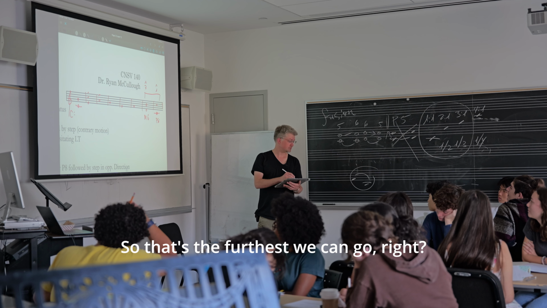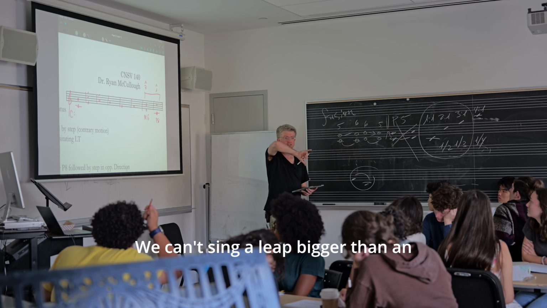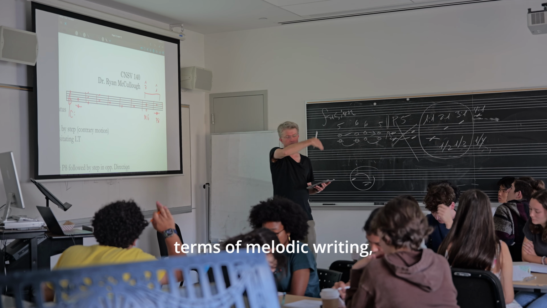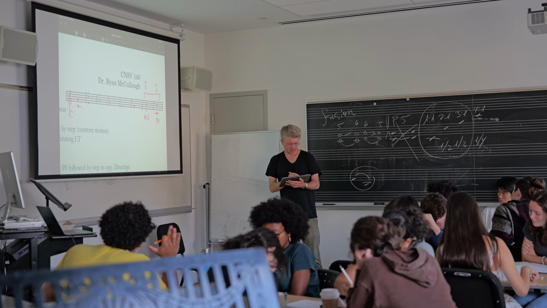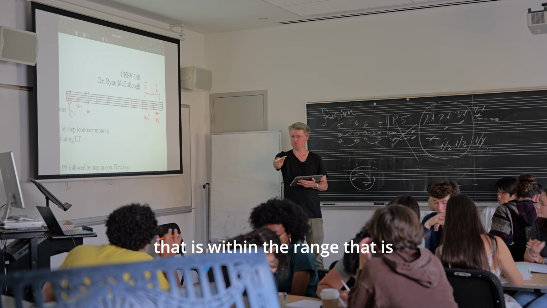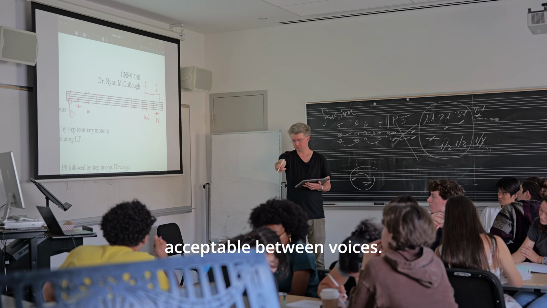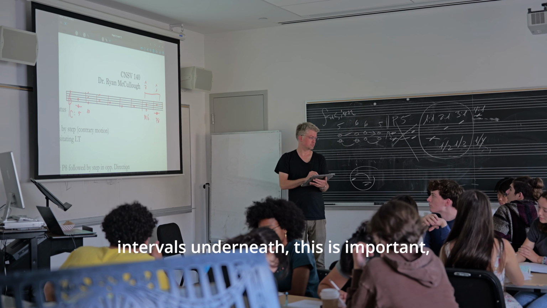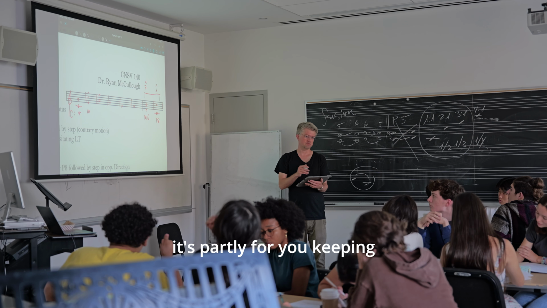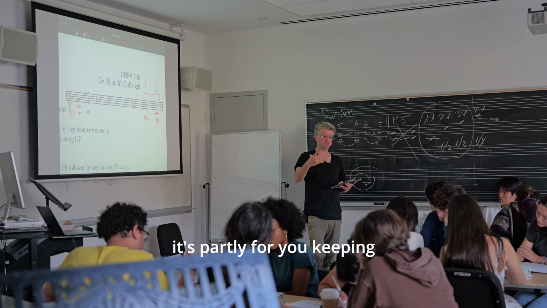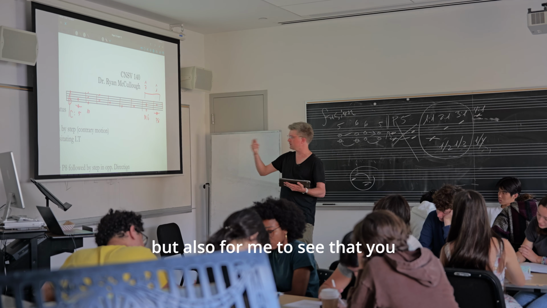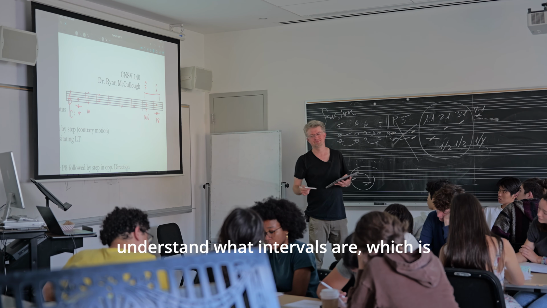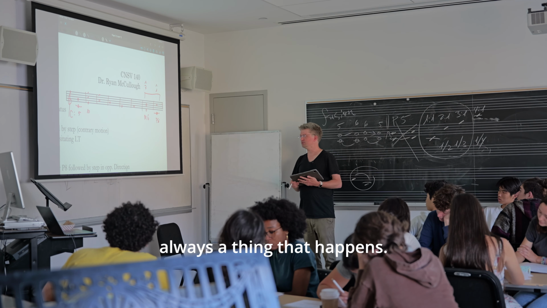So that's the furthest we can go, right? We can't sing a leap bigger than an octave. That's our cap in terms of melodic writing. And that makes an interval of a tenth. That is within the range that is acceptable between voices. So remember, we've got to write our intervals underneath. This is important. It's partly for you keeping tabs on what you're doing, but also for me to see that you understand what intervals are, which is always a thing that happens.